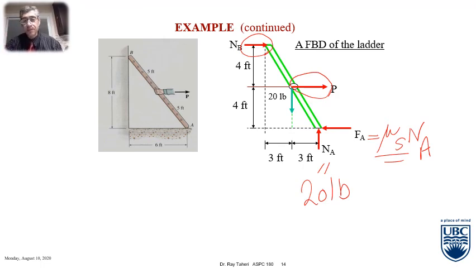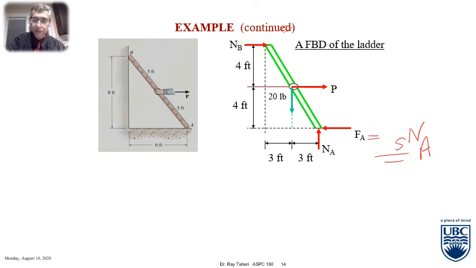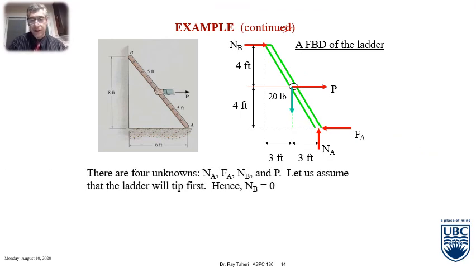And when it tips, obviously this value becomes zero because it is disconnecting from the wall. And then we continue to do the rest of the calculation. Obviously, in that case, the friction is always smaller if tipping happens, and we have to be careful that the calculation is correct. We do one or the other here. So in this case, there are four unknowns: NA, FA, NB, and P. So let's assume it tips.